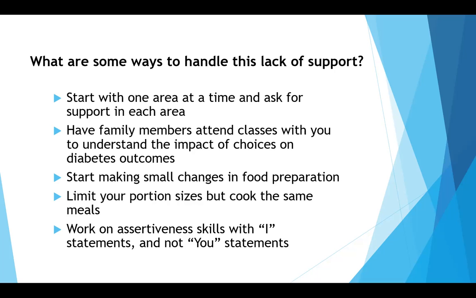Maybe it's just a matter of having some family members attend the classes to understand the impact of choices on diabetes outcome. You could also maybe start making small changes in the way food is prepared and see if they notice. Or if you're cooking the same general menu for the rest of the family, and limit your portion sizes of, say, some of the starchier foods. So your teenagers are going to need a lot more calories than you might be.